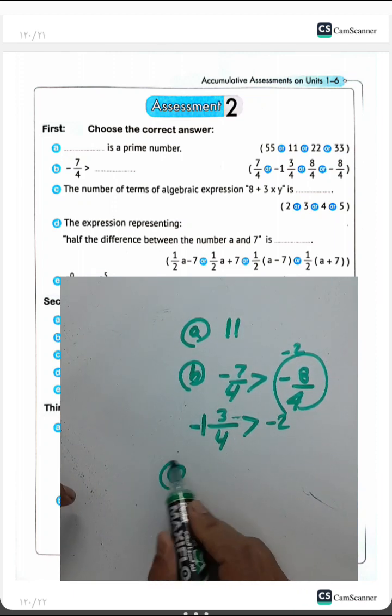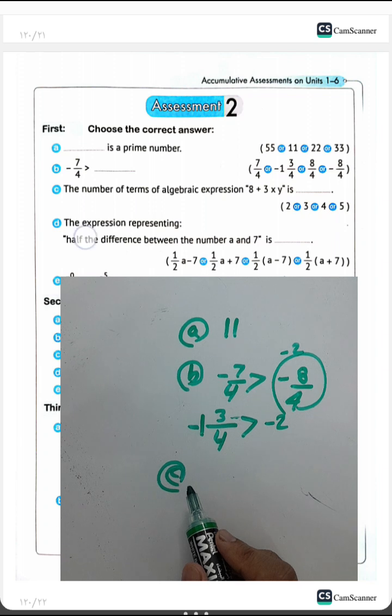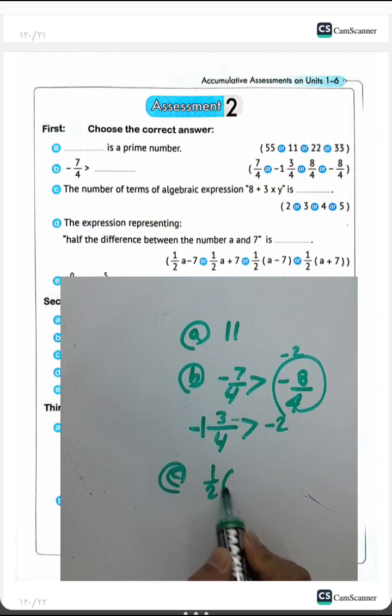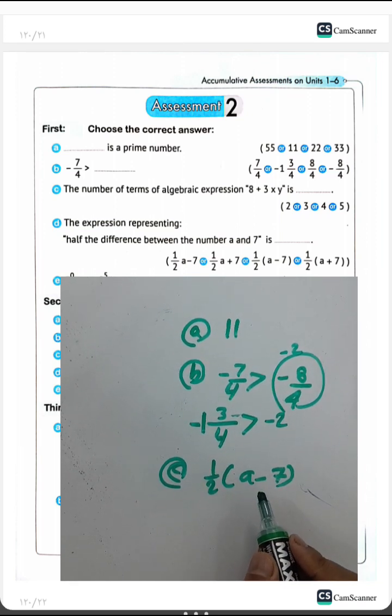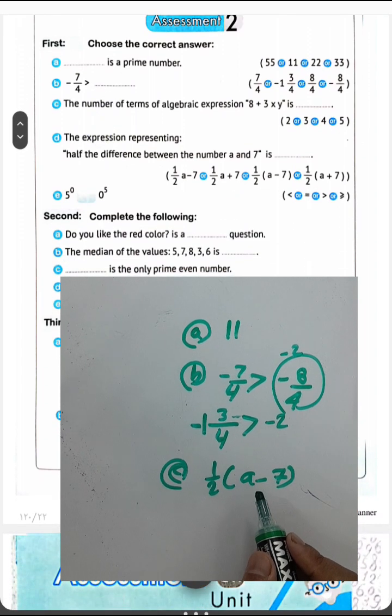Letter E is the expression that represents half the difference between the number A and 7. Half the difference between the number A and 7. The difference between two numbers here.